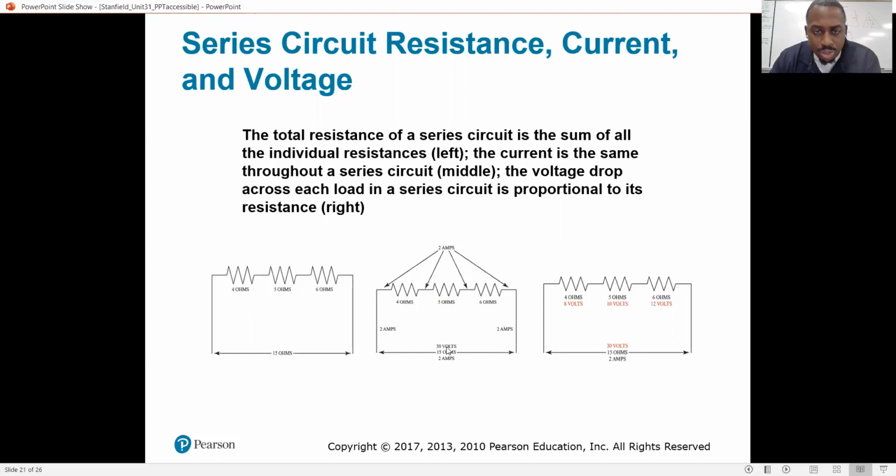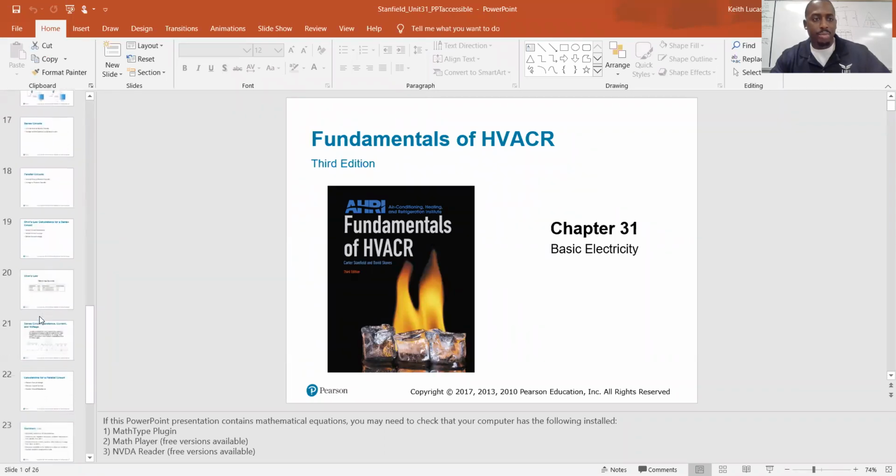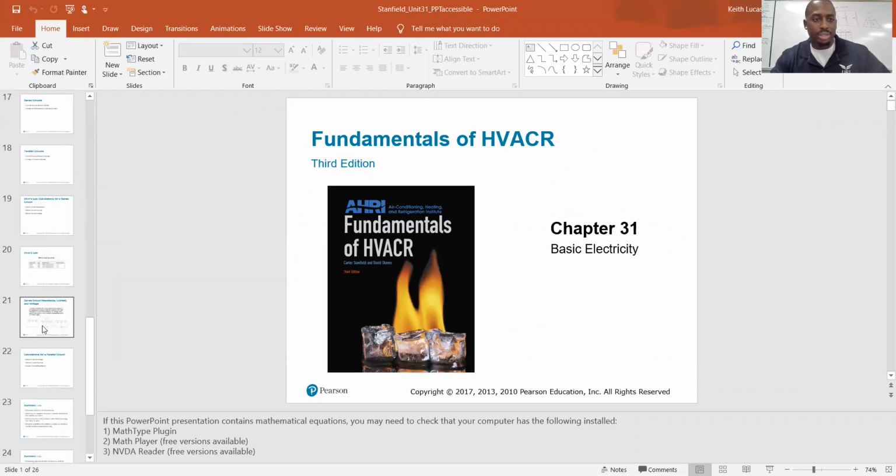They're giving us our voltage. So this is a 30-volt circuit, and then there's 2 amps going through each load. But yeah, it's the same thing. When it's a series circuit, the total resistance is the sum of all individual resistances.